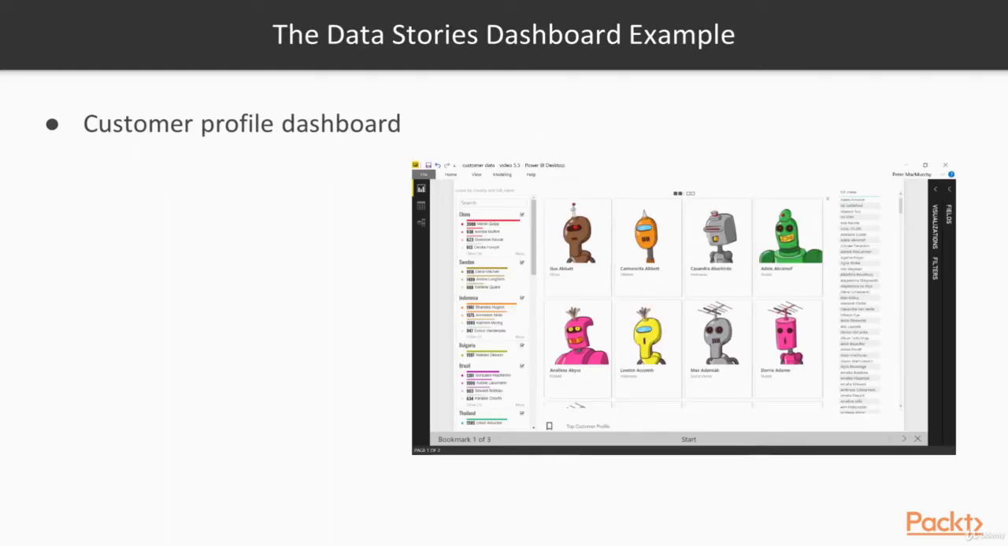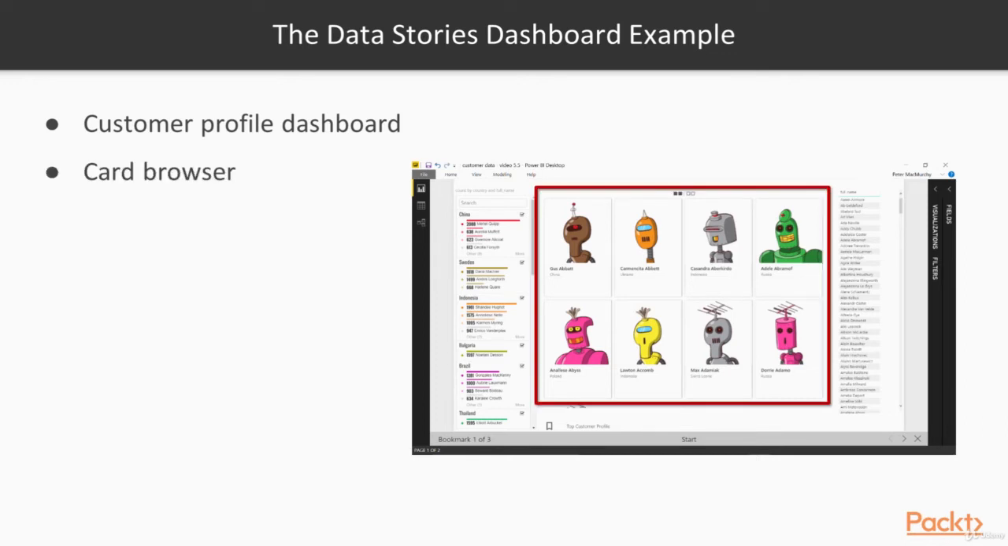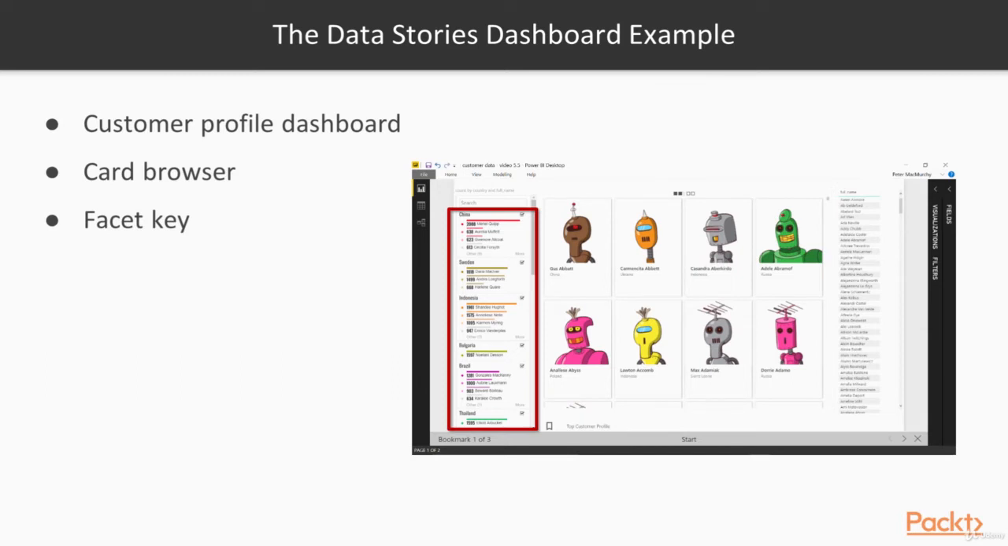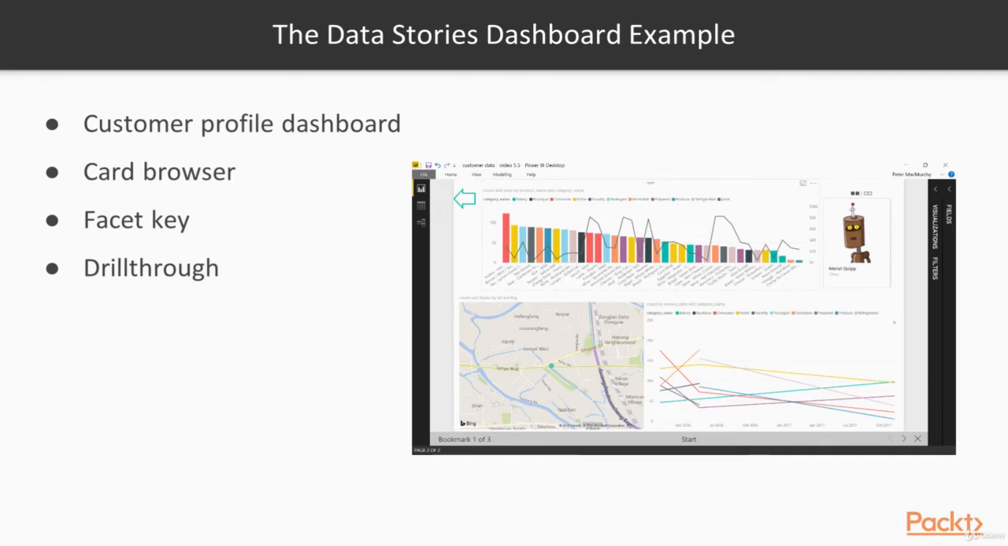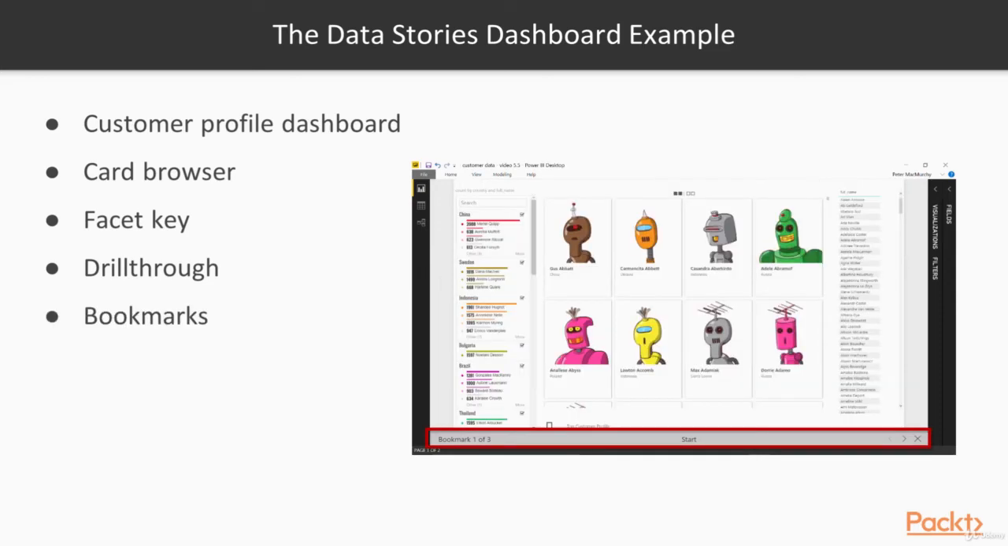What we are going to build is a customer profile dashboard. It will be based around the card browser custom visual, which will provide a baseball card-inspired interface to our customer database. We'll bring in the facet key custom visual to help select and filter the customers. We'll build drill-through interaction to allow users to drill down from a selected customer to a profile page for that customer. And we'll use bookmarks to turn the workflow into a presentable data story.